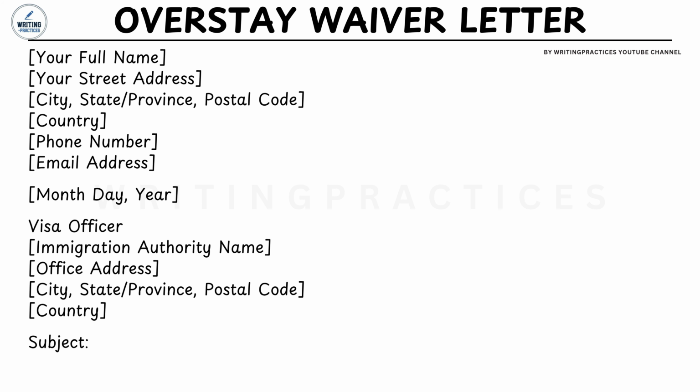Subject line. Now write a clear subject line. For example, subject, request for waiver of visa overstay. The subject immediately informs the officer of the purpose of your letter. A clear subject helps immigration staff properly classify your request within your application file.